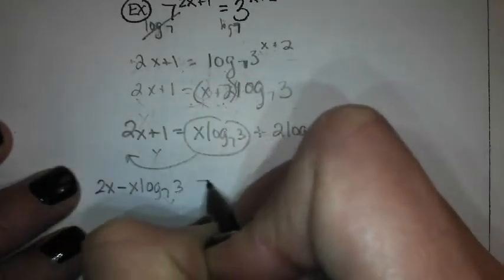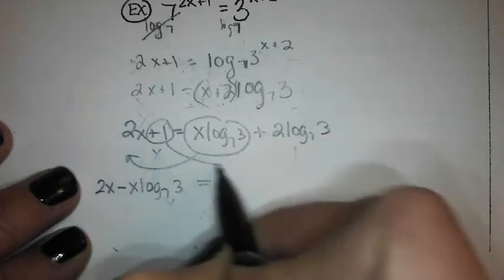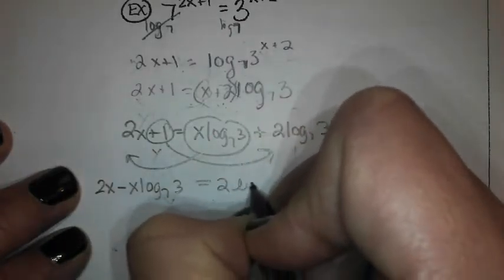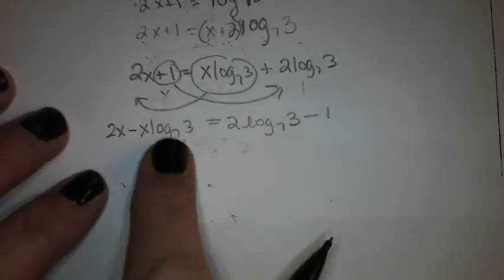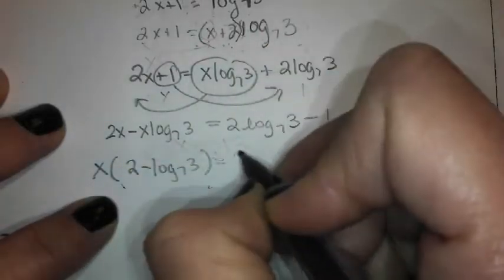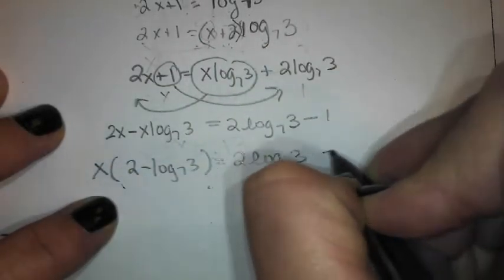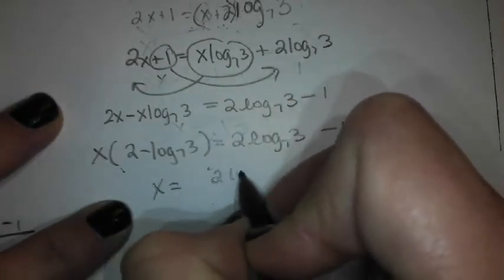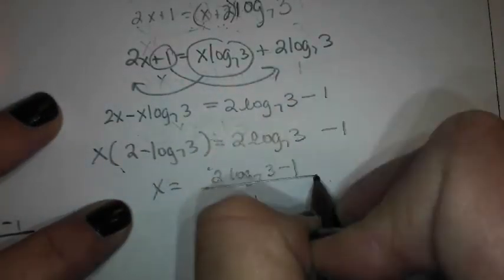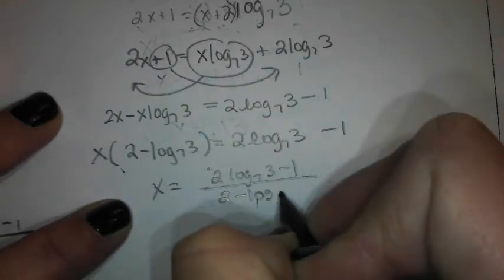2x minus x log base 7 of 3 equals, and take this plus 1 and subtract it over, so it'll be 2 log base 7 of 3 minus 1. Then, if you can't combine them, factor out your x, and then divide that over. So x equals 2 log base 7 of 3 minus 1 over 2 minus log base 7 of 3.